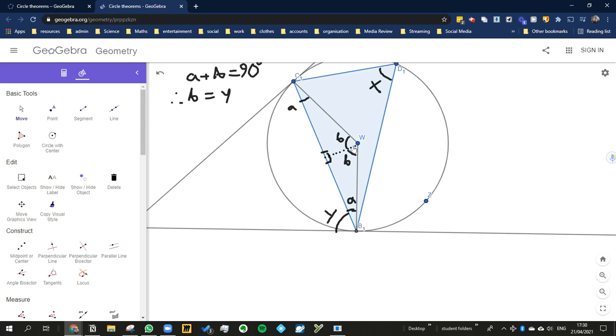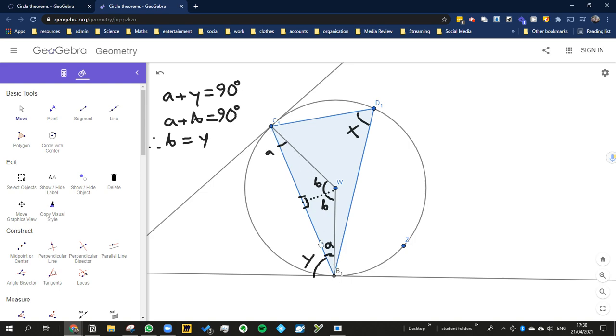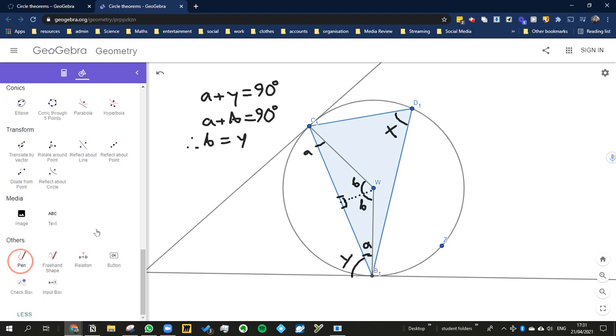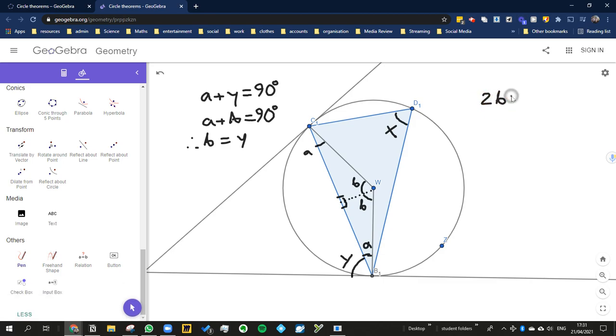Can you see that C1 to W to B1 is going to the center, and then from the same side, C1 to D1 to B1, then X must be half of this angle here. In other words, 2B is equal to X. So, well, you might be able to see the rest of it. I'll just get my pen. So, in other words, 2B is equal to X. Therefore, B is equal to X half. And if B is equal to X and B is also equal to Y, then X is equal to Y.